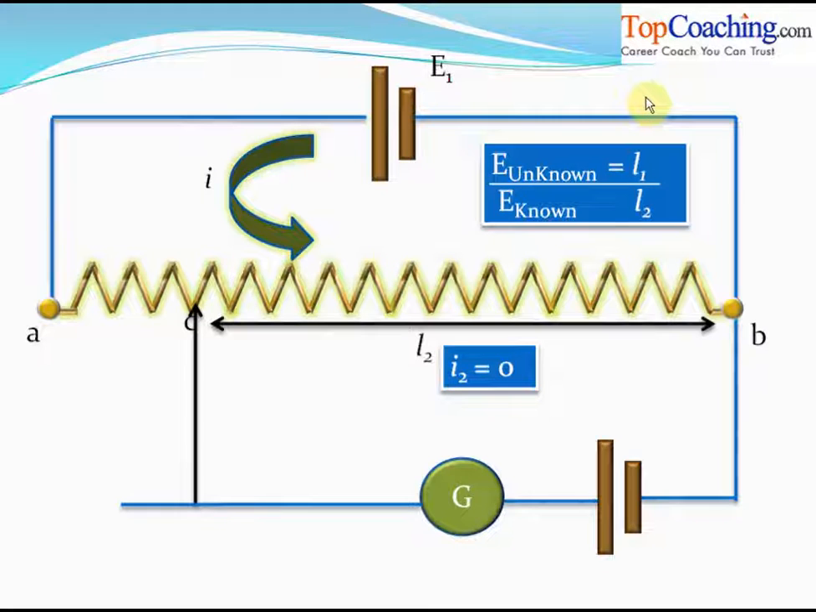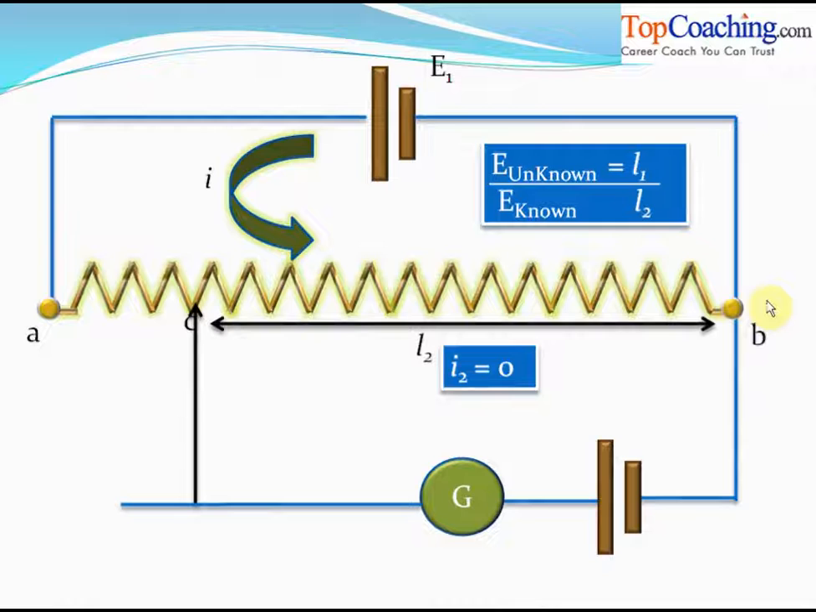Now I know this must have sounded very confusing because it is slightly tough to understand the principle of a potentiometer. So I will repeat what I just said. In the case of a potentiometer, we place the unknown battery here below the resistance wire AB. Now we move the jockey in such a way that the current in the second loop becomes 0. If the current in the second loop becomes 0, then the EMF of the unknown battery is I times RCB, the resistance between C and B.